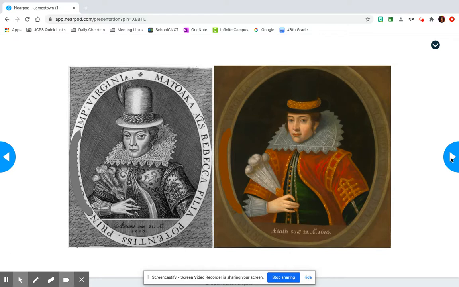Most of our classmates were surprised to learn that this woman is Pocahontas. She's not painted to look like a native woman. She's not painted to look indigenous. She's painted to look European. She's very white, has light brown hair, and is dressed in European clothes.